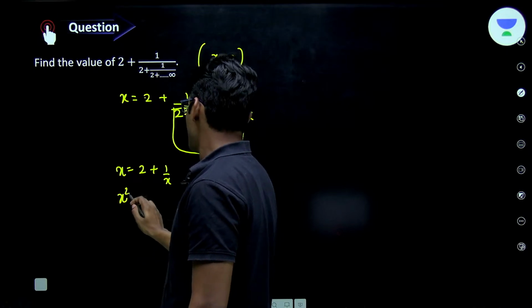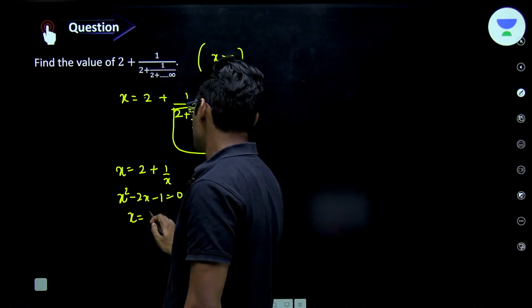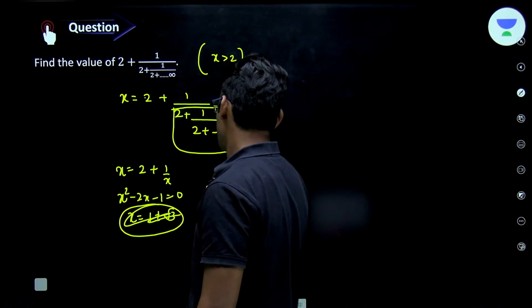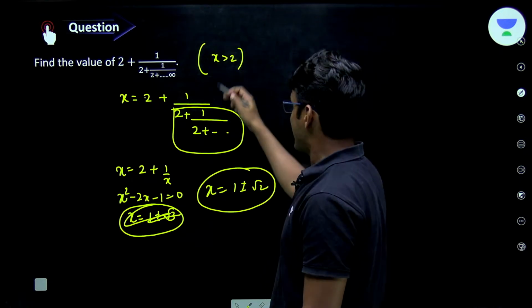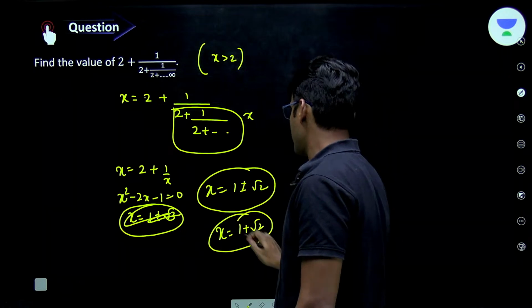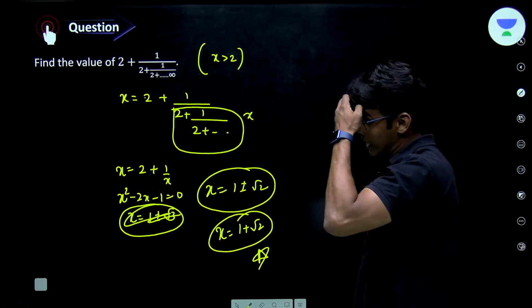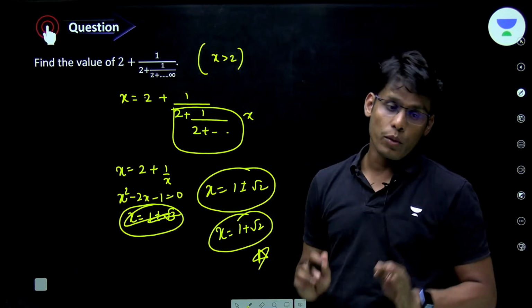So you have x square minus 2x minus 1 equal to 0. X equals 1 plus minus root 3. Sorry. X is equal to 1 plus minus root 2. Now since x is greater than 2, your only solution which you are going to accept is x equal to 1 plus root 2. Getting my point? Always check the mother equation.